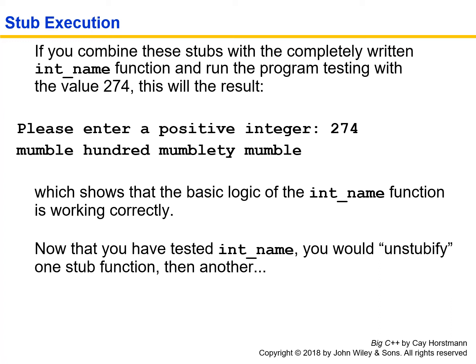And now you go through and you unstubify one of those stub functions. You fix the digit name, and then you'll get 200 mumbledy 4. Okay, and then you go through and you fix the tens name, and you'll get 274. Okay, so you unstubify one thing at a time.